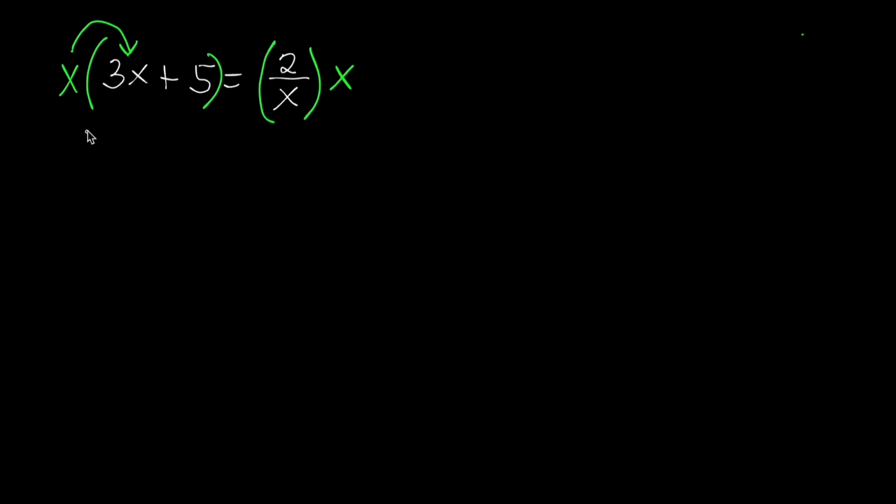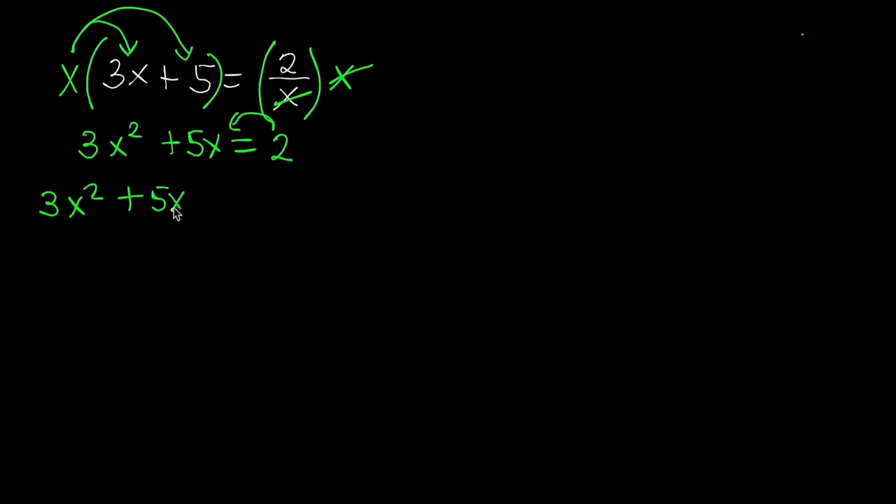x times 3x is going to be 3x squared. x times 5 is going to be 5x. That is equal to x times 2 over x. Then we get rid of the x on the right side of our equation, and finally, we have 2 on the right side. We must move 2 to the left side by subtracting 2 from both sides. So we have 3x squared plus 5x minus 2 equals 0.